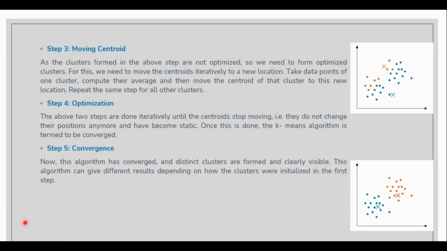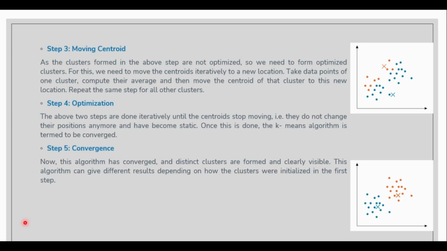Step 3. Moving the centroid. As the clusters formed in the above step are not optimized, we need to form optimized clusters. For this, we need to move the centroids iteratively to the next location. Take the data points of one centroid, compute the average, and then move the centroid of the cluster to the new position. Repeat the same step for all the clusters.